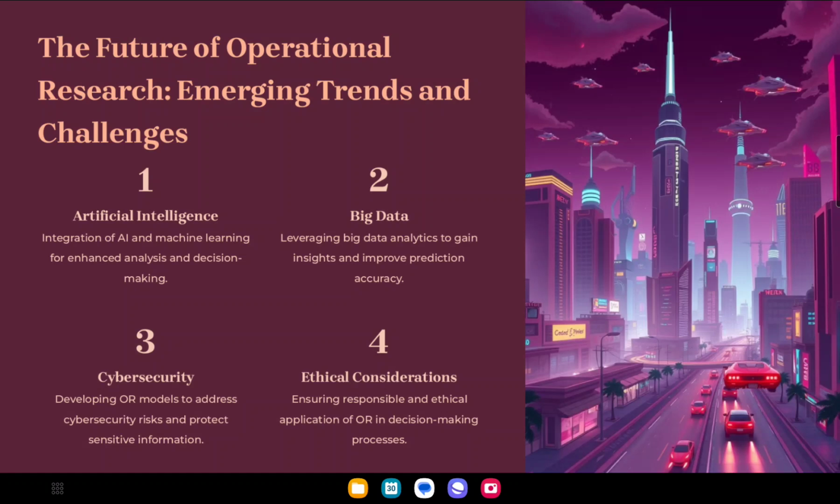Second on the list is big data. Leveraging vast amounts of data allows operational research to uncover patterns and make better predictions. Moving on to cybersecurity. Operational research models are increasingly used to safeguard sensitive information against cyber threats. And last, ethical considerations. As operational research becomes more advanced, ensuring its ethical and responsible use is paramount. The integration of all these trends will define the future landscape of operational research.